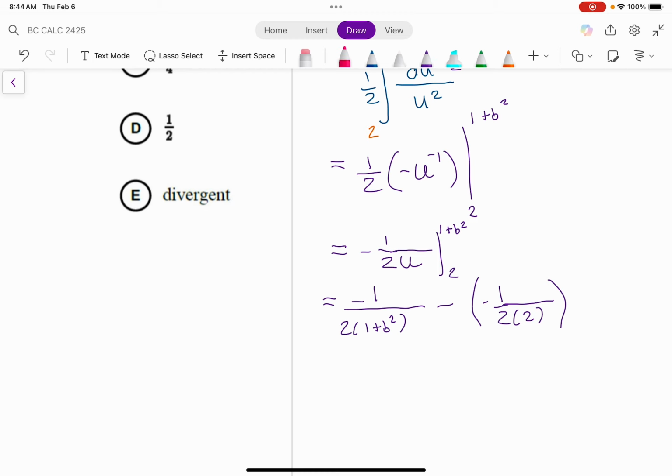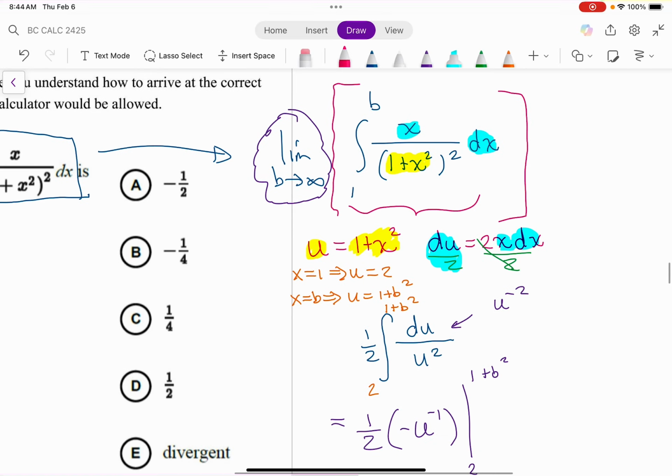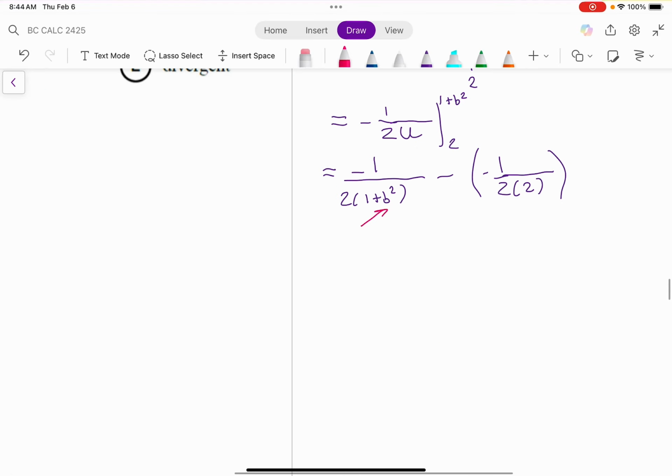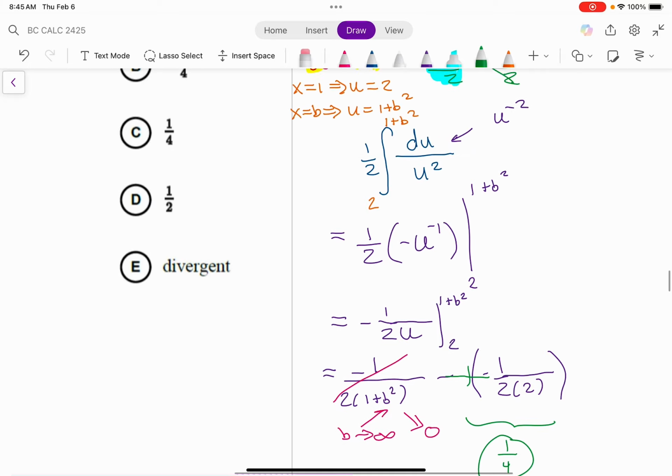Okay, so let's focus our attention on this. What happens now as b goes to infinity? As b goes to infinity, this is going to go to 0, because the denominator is growing, so that vanishes. And here we get a minus a minus, so a plus a fourth. So we get a fourth, and that is answer choice C.